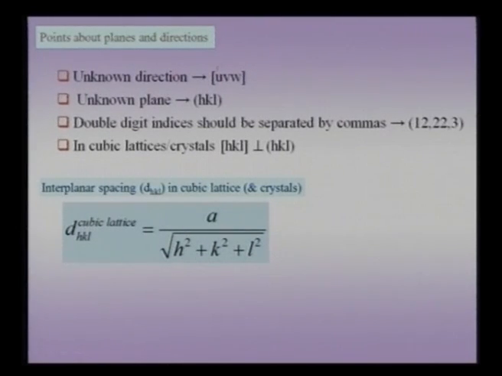Sorry, an unknown direction I will call u, v, w, and an unknown plane I will call h, k, l. Suppose I am talking about a high index plane where I have double digit indices. I could separate them by commas. Of course, you could also use a space between the indices, but to be absolutely explicit, you can separate them by commas. A point which we will expound a little more in one of the coming slides is that in cubic lattices and crystals, the HKL plane is perpendicular to the HKL direction.